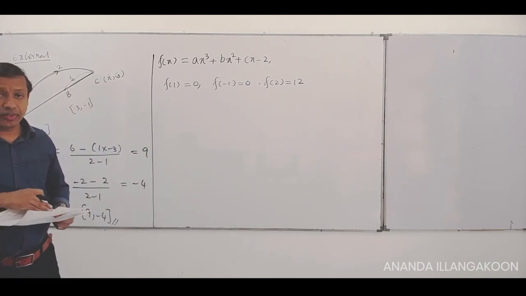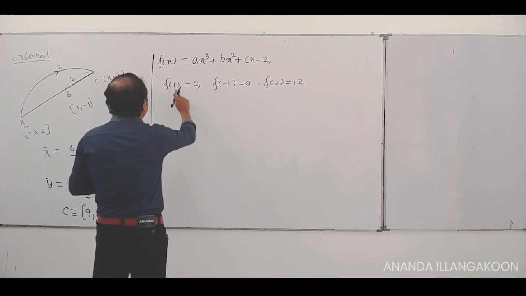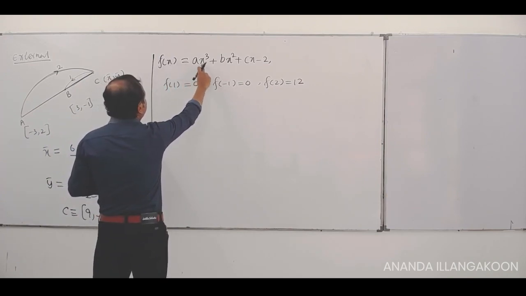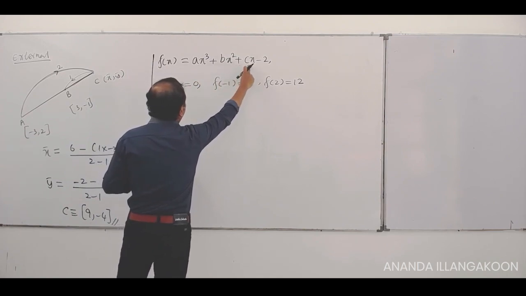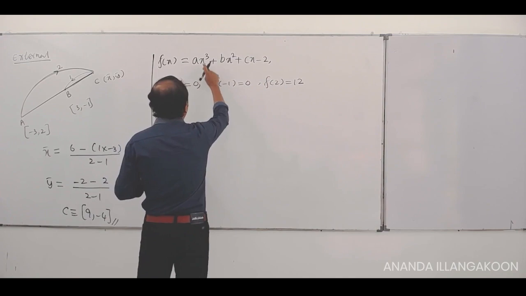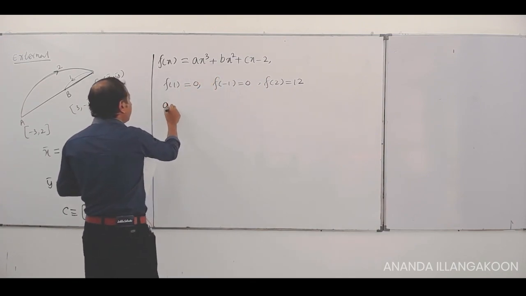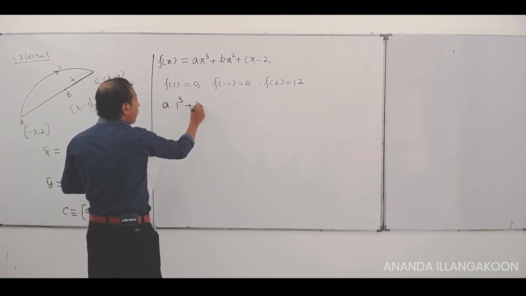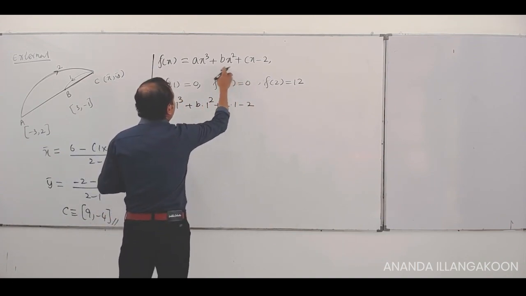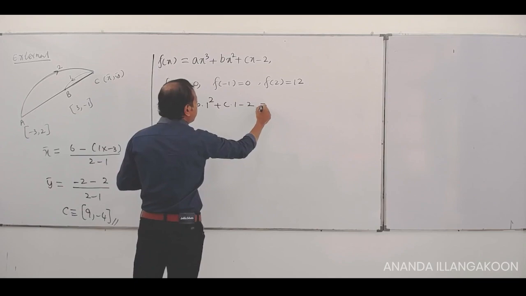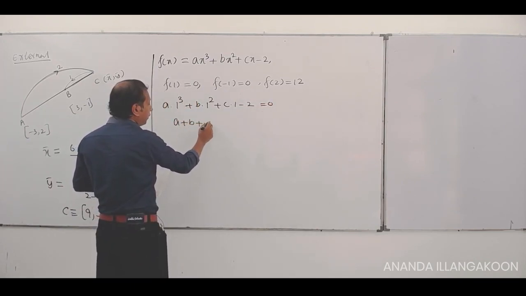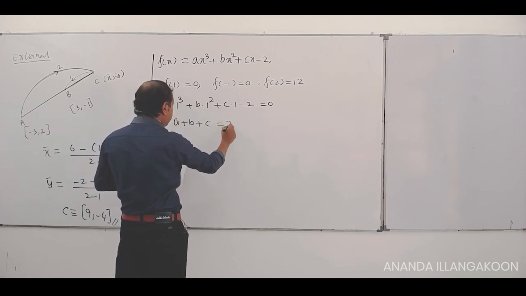So then if 1, how to take? To get f(1), put x equals 1, then put on the right hand side also x equals 1. Then you get the value of f(1), which is equal to 0. Once you put x equals 1 here, what do you get? 1 into a into 1 cube, b into 1 squared, c into 1, minus 2. That is the value of f(1), which is equal to 0. You get a plus b plus c, take the 2 to the right hand side.